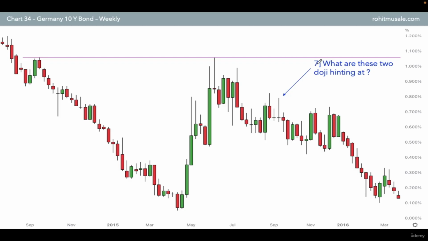Number 7. What are these two doji hinting at? So I would not pay much attention to these two doji, because after the price started to fall from here, the market just stabilized here and then went down, right? So these two dojis are appearing in a kind of a box range. So a doji that appears after a box range, we don't pay much attention to those doji.